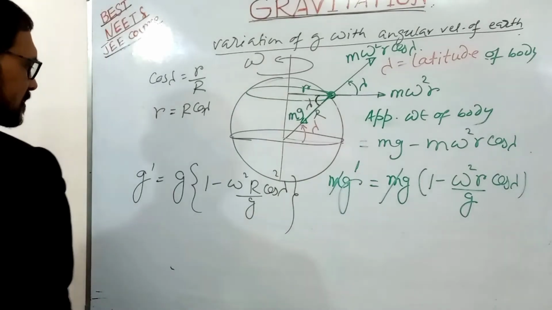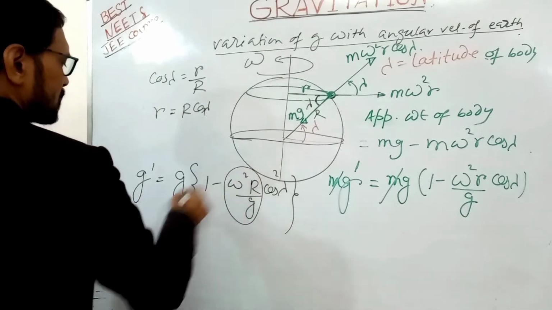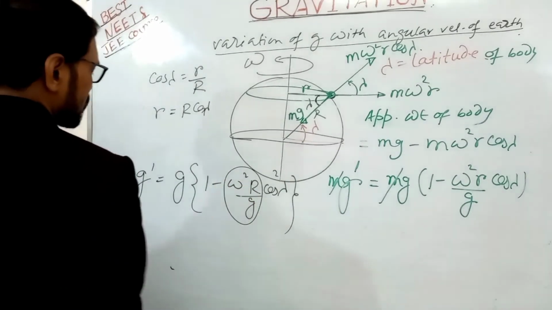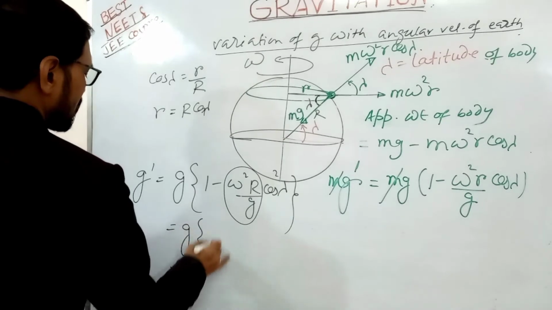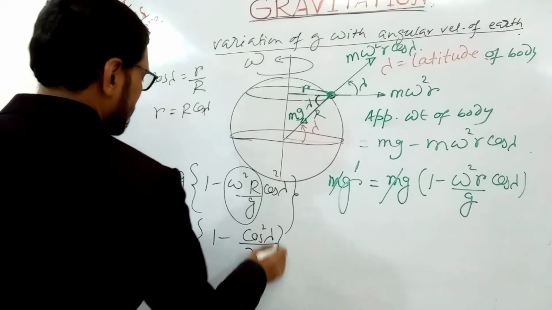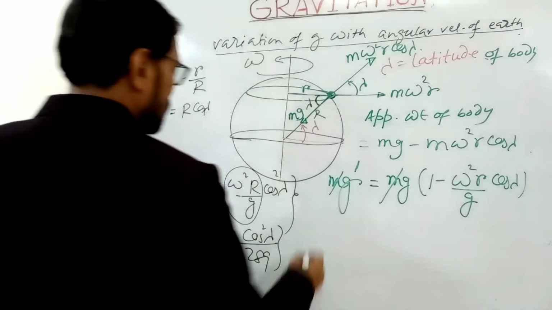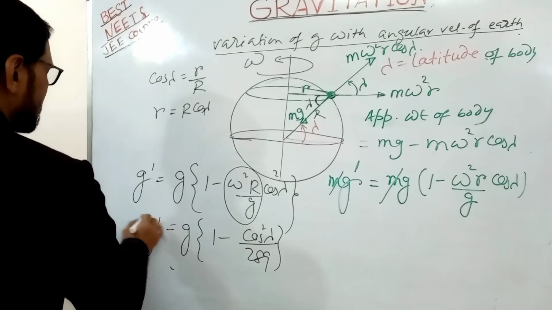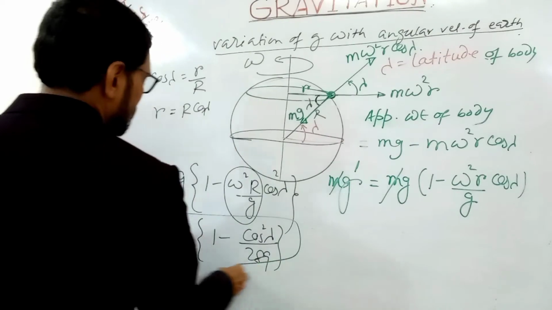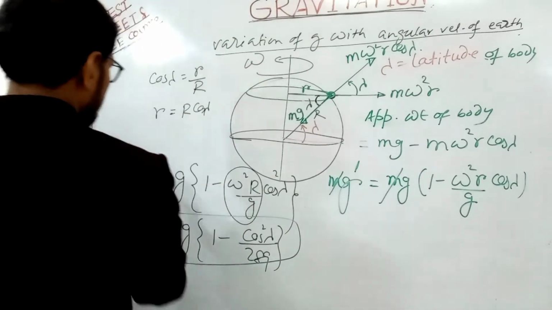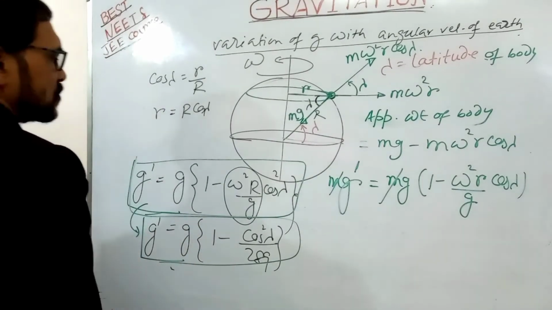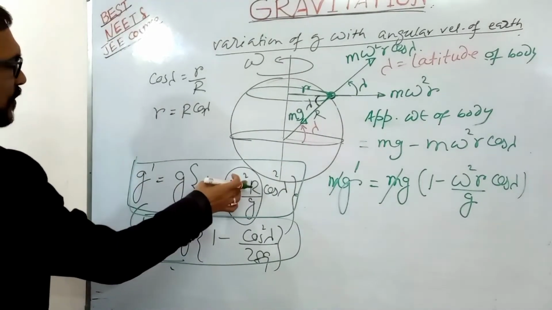Now this has a particular value because omega, R, g, every term is constant, so this value is 1 minus cos square lambda by 289. Roughly value of this is 289. So g dash equal to this is the result. Variation of g with angular velocity omega is this formula. From this we get this. So variation of g with angular velocity of earth is this.